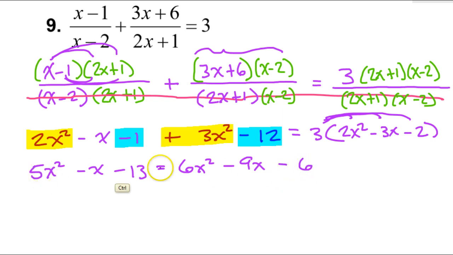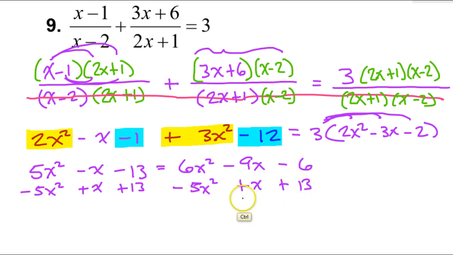All right, now it's time to get all of this on one side of the equation. So I choose to subtract 5x squared from both sides instead of subtracting the 6 because I want my x squared term to be positive. If I do it this way, I'll get a positive x squared. So that means I have to get rid of all of this. So I'm going to add x to both sides, and I'm going to add 13 to both sides. So that's going to give me 0 is equal to x squared minus 8x plus 7.